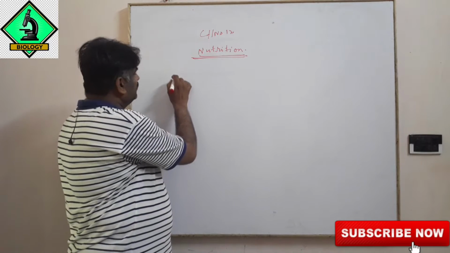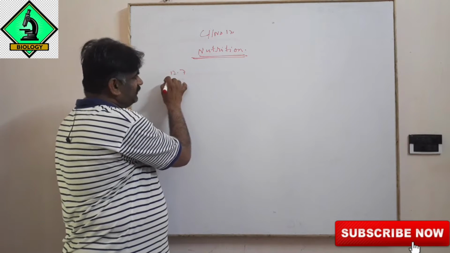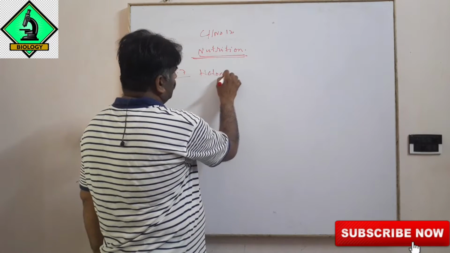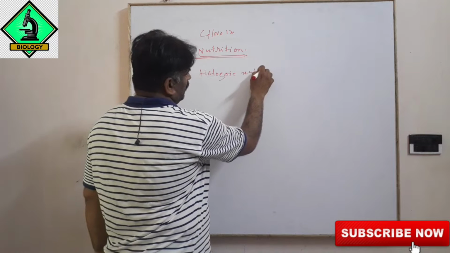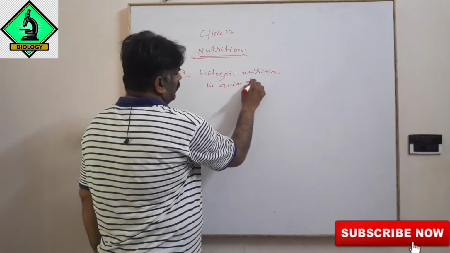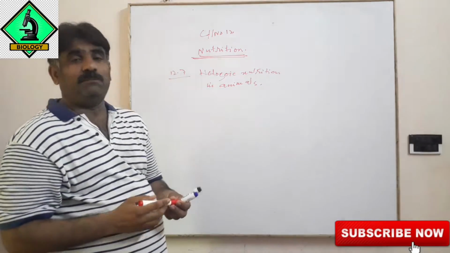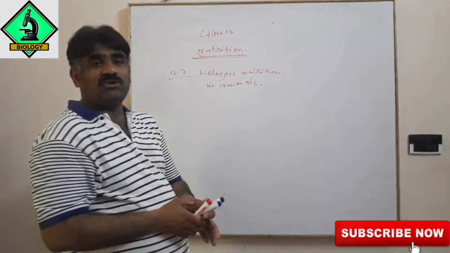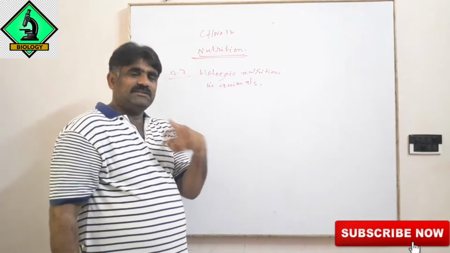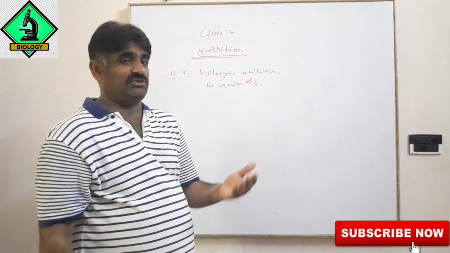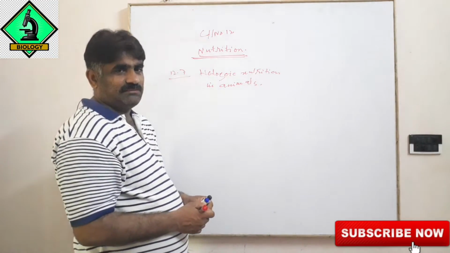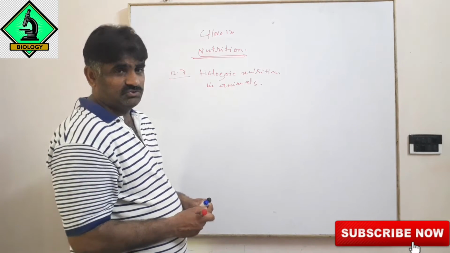Nutrition, but we will discuss 12.7 of this chapter, that is holozoic nutrition in animals. This nutrition is different from plants. Animals, we know, are heterotrophic, meaning they obtain their food from other external sources. So that's why they have a heterotrophic mode of nutrition.